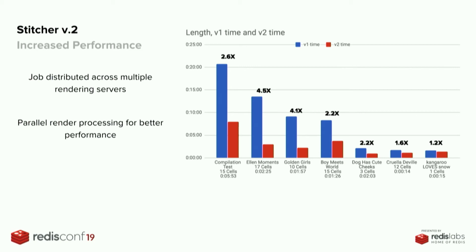And just some of the improvement numbers that we were seeing with some examples. This 15-cell, almost 6-minute video had a 2.6 time improvement. And that was pretty impressive for this.